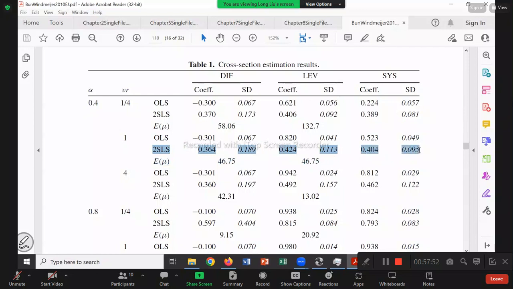let's take a look at this row. They call it two-stage least squares, but actually it's a GMM. So difference GMM, the coefficient is 0.364, which is kind of close to the true value 0.4. And the level GMM is 0.424, also kind of close to 0.4. One of them is smaller than the true value, the other is slightly bigger. And system GMM is the closest to the true value, 0.404. So far, system GMM performs best. That's the value when the true value is 0.4.